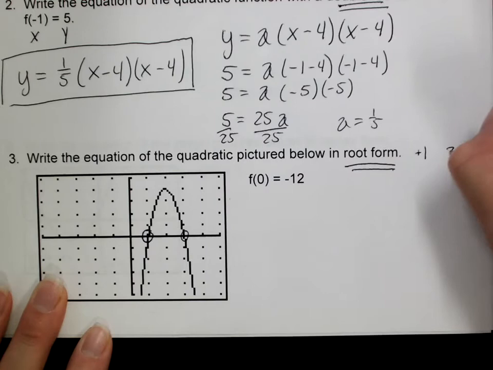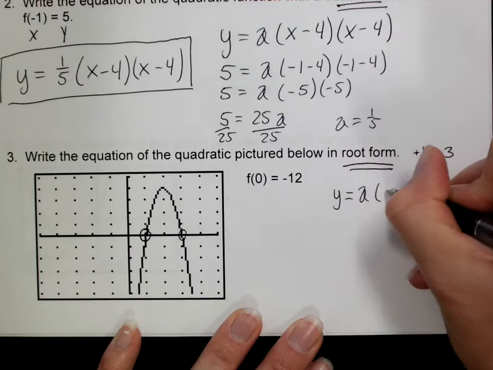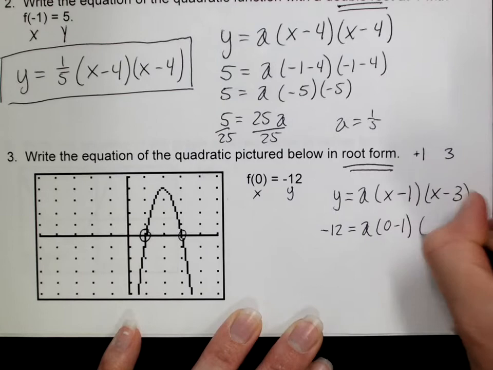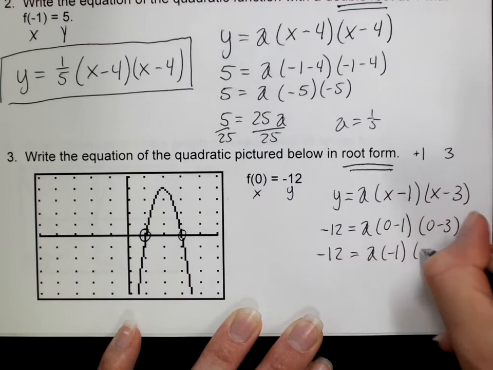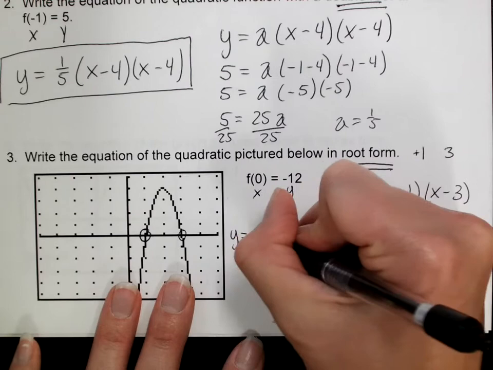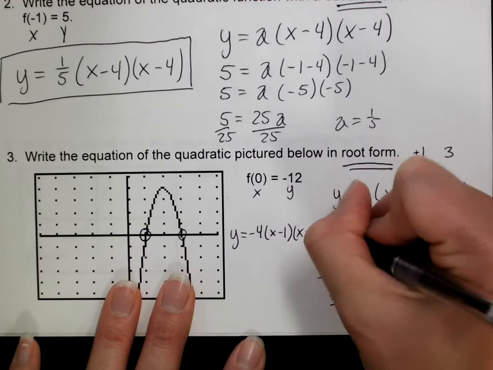If those are your roots, what is your equation? y equals a times x minus 1 times x minus 3. Here's your x, here's your y. Plug it in: 0 minus 1, 0 minus 3, so negative 12 equals a times negative 1 times negative 3, or 3a. What does a equal? Negative 4. Again, what is your equation? Negative 4 times x minus 1 times x minus 3.